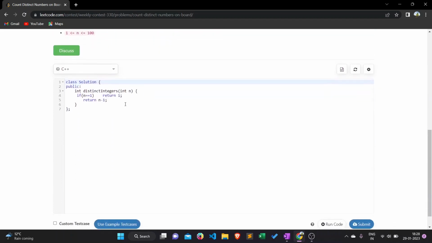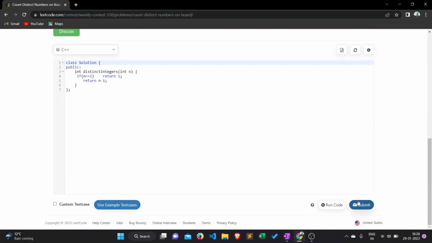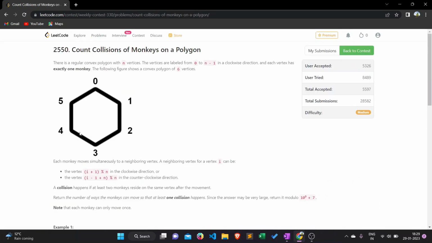So this is the code. You can see if n equal to 1 you return 1, else you return n minus 1. Let's submit this. Yeah, accepted. So let's move to the second question now. You can read this problem again, as I said.